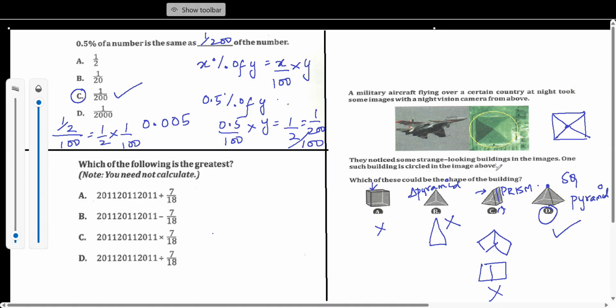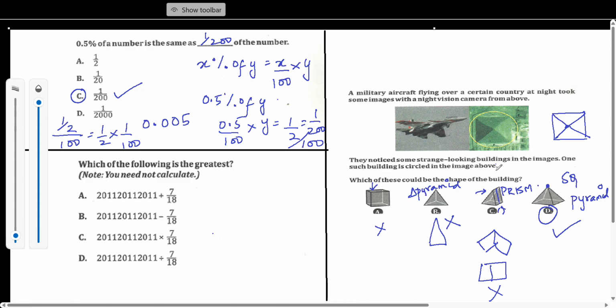Now coming to the last question at the bottom. Which one of the following is greatest? You see huge numbers on the first and then 7 by 18 with different operators. Obviously, you don't need to calculate. It's just not humanly possible and it is not the optimistic way. And the question explicitly says that, because some students get confused, do not waste your time. It specifically says you need not calculate.